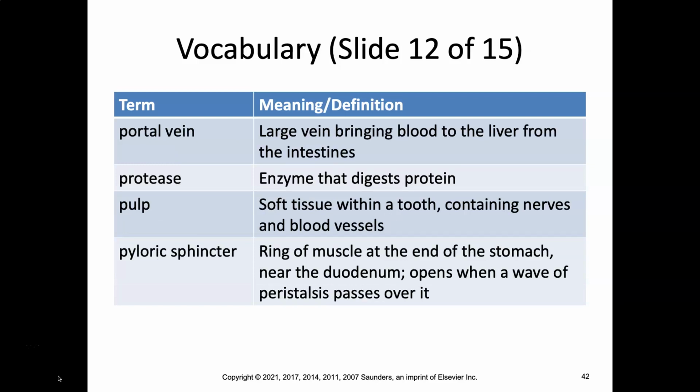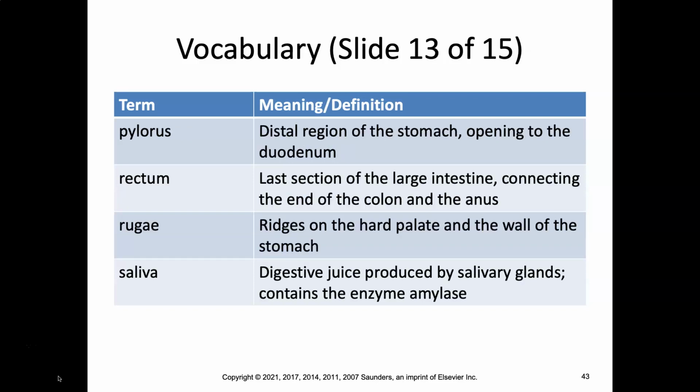Protease, ends in ASE, so what is it? It's an enzyme. Then you have your pyloric sphincter. It's that ring of muscle. And when you've got peristalsis happening and it gets near that pyloric sphincter, that's when it opens up and moves the bolus of food from your esophagus into your stomach. And remember rugae, you have those ridges, they're on both your hard palate and the wall of your stomach. So it's not just limited to one place.